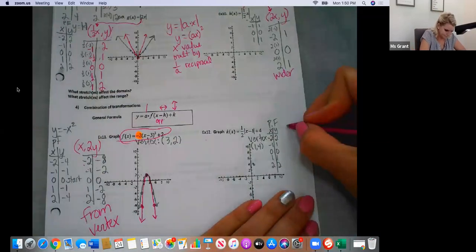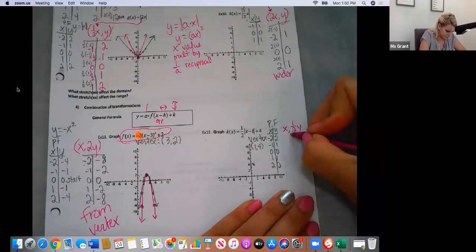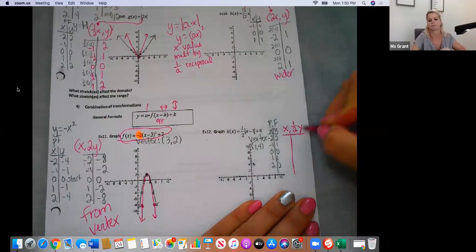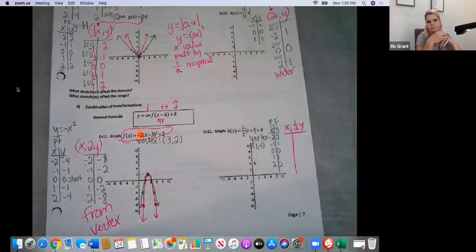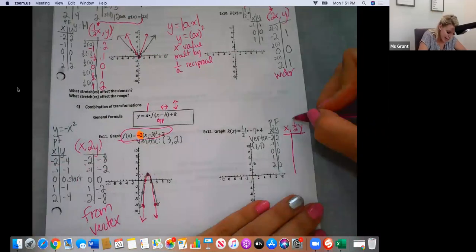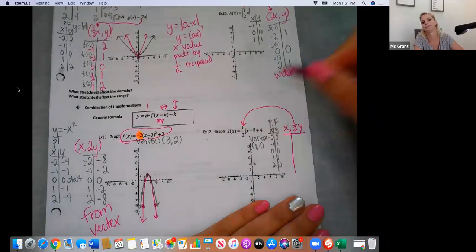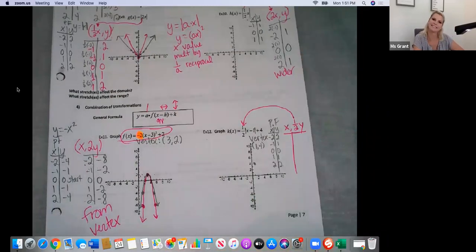My y value gets multiplied by 1/2, because 1/2 is my A. Okay. So now I'm wanting new volunteers.